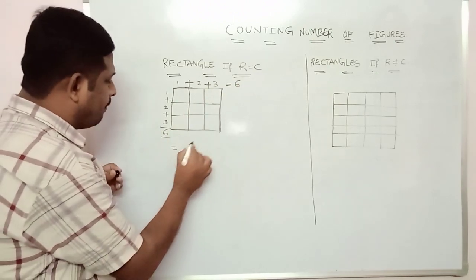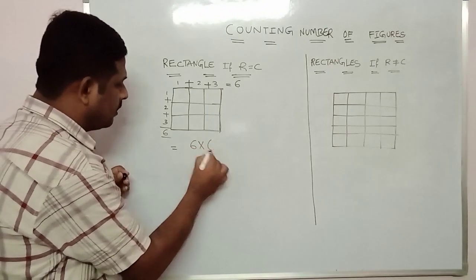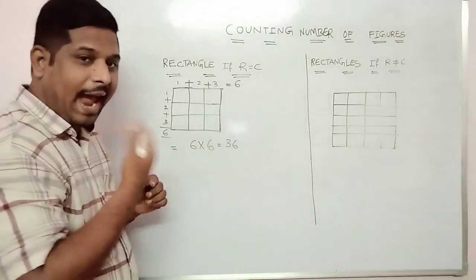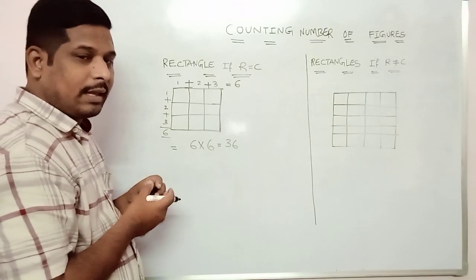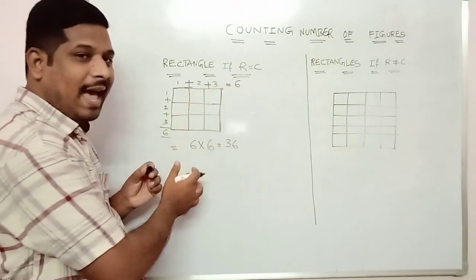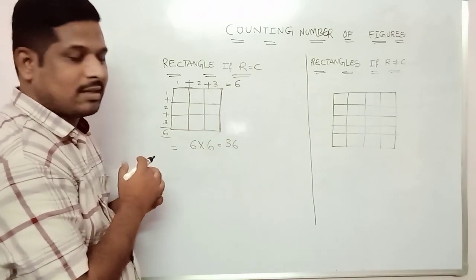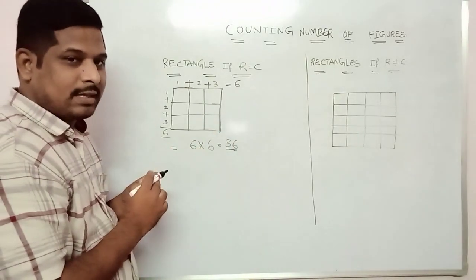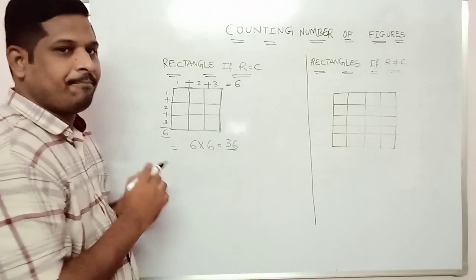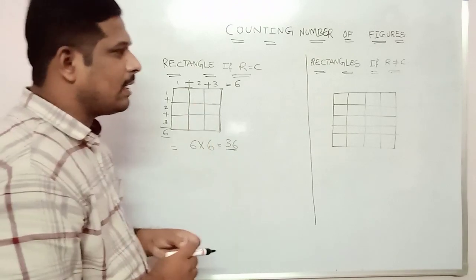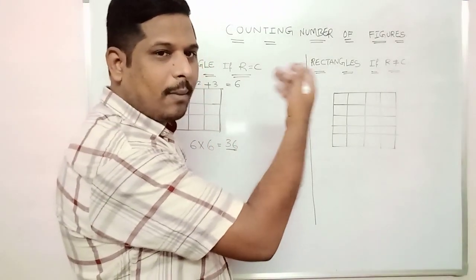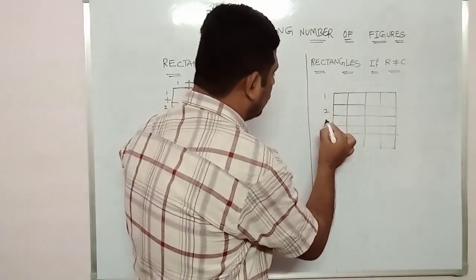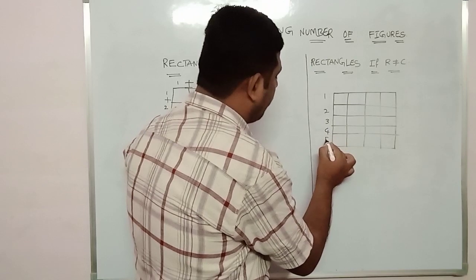Then after this, multiply these two. 6 into 6, which is 36. Means after adding, multiply the sum of the number of rows and the sum of the number of columns, then you will get the total number of rectangles is 36. Go to some other case in the rectangles. If rows and columns are not equal, give the numbering 1, 2, 3, 4, 5.